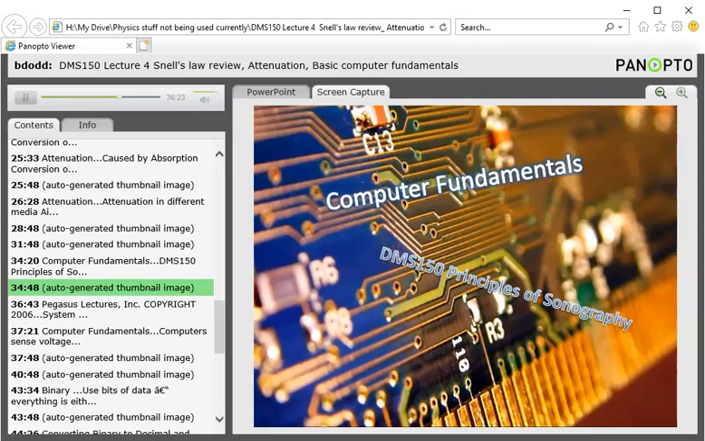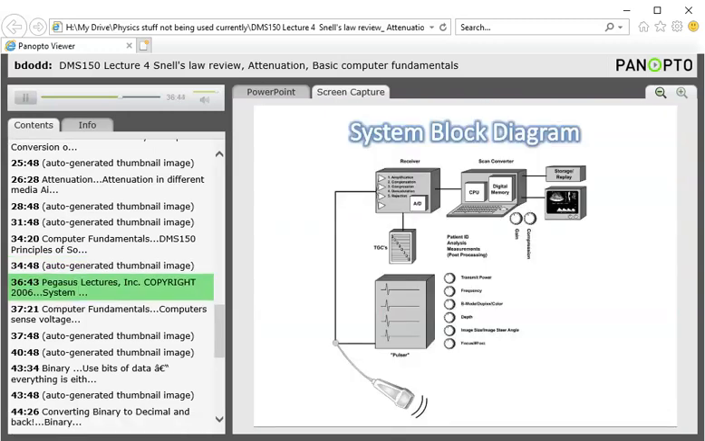Let's move on to the next topic, computer fundamentals. Computers understand things known as bits, bytes, ones and zeros. This is why we need to know about computers.